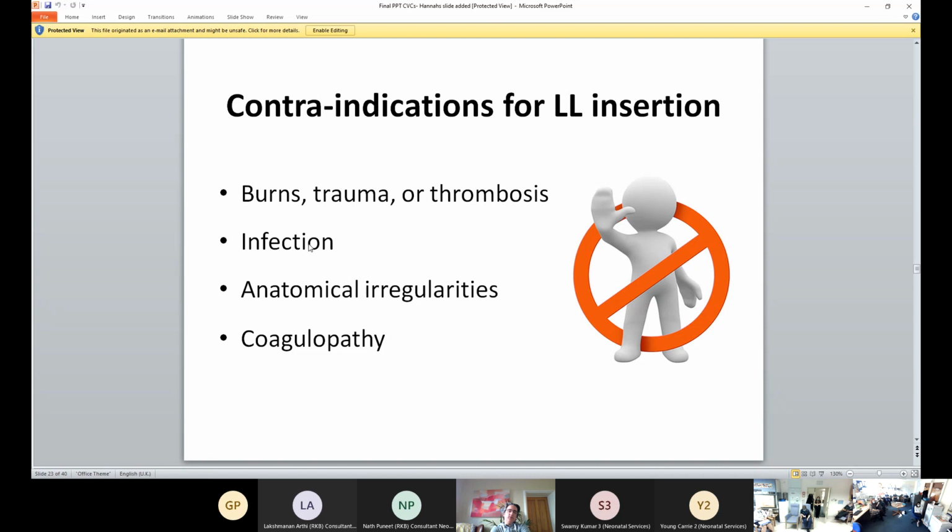Most of the clinicians will not like to put a long line if the baby has bacteremia or sepsis. If the area you want to put a long line in has burn or trauma or previous thrombosis, if there are anatomical irregularities, or blood coagulopathy. So these are relative contraindications.